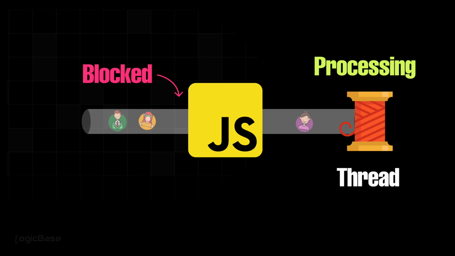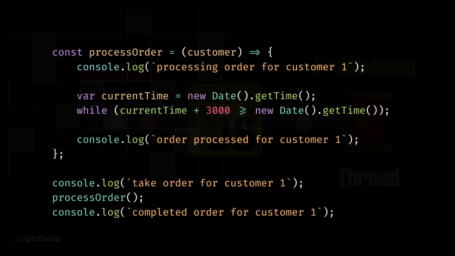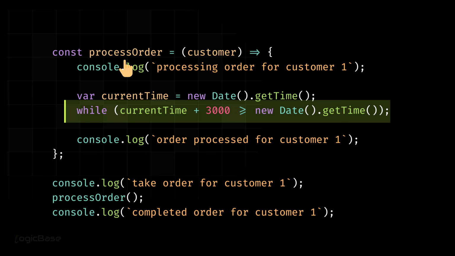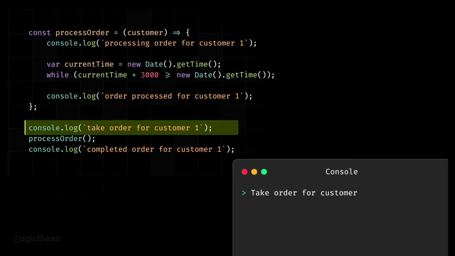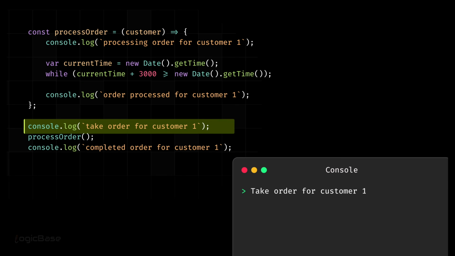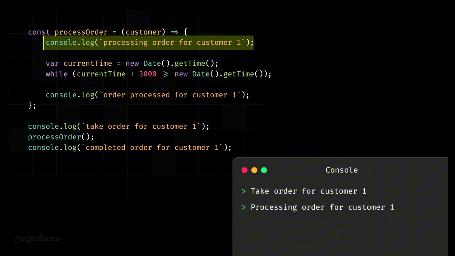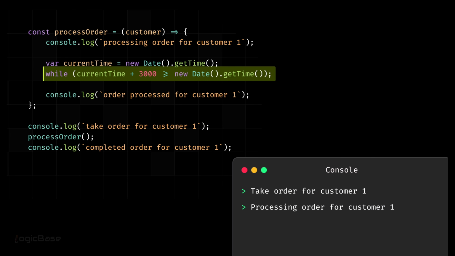Let's see how this looks in code. Imagine a function called Promise.order that takes a long time to complete. When JavaScript runs, it might first print take order for customer 1. Then it calls Promise.order. Inside that function, it prints processing order for customer 1. But then it hits a while loop running for 3 seconds. While that loop runs, JavaScript cannot move to the next line. It stays blocked, just like our waiter.